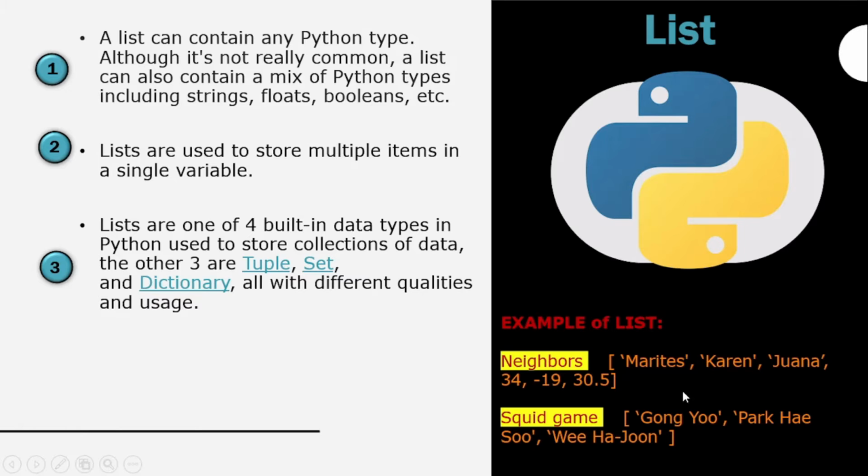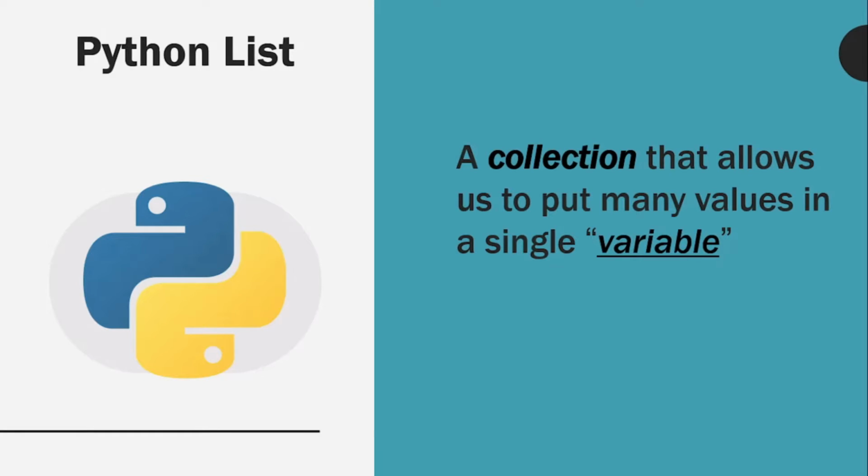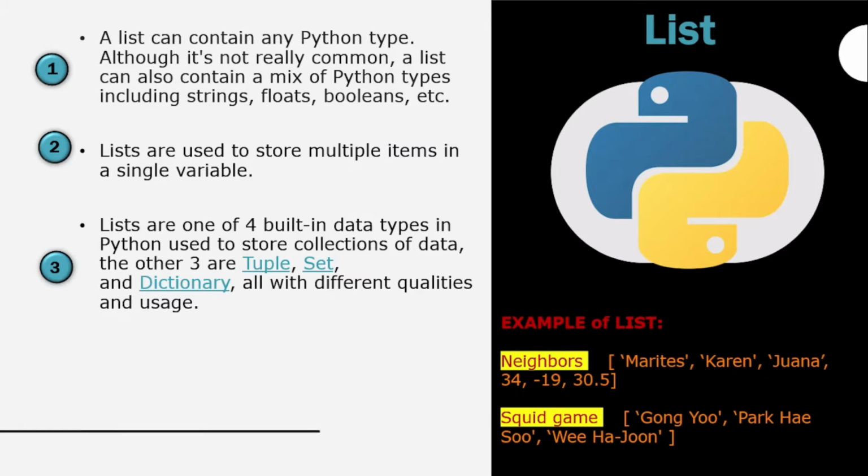So, here we have a variable neighbors, and then meron siya class bracket kasi ganito tayo mag-declare ng list. And then we have a string. Syempre sa string, we can use a single quotation or a double quotation. We can have strings or characters. So we have Marites, Karen, and Juana as our string inside neighbors. And then we have included integer 34 and negative 19. And then we have a float data type 30.5. So pwede po siya kay list. Magra-run yung program nyo at hindi magkaka-error.